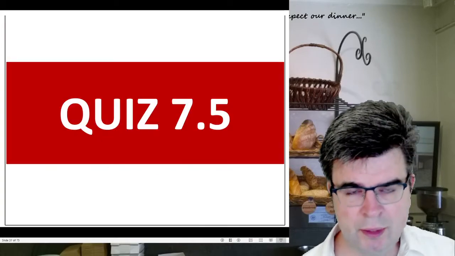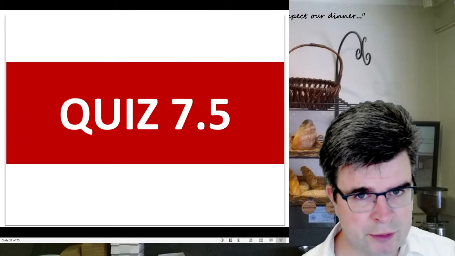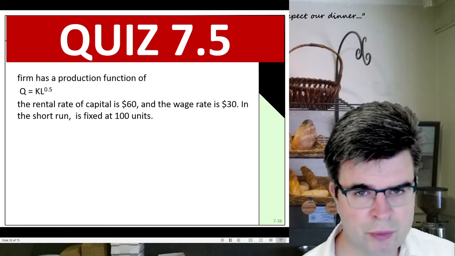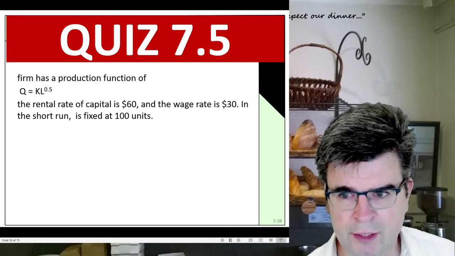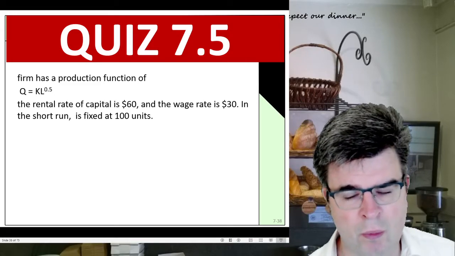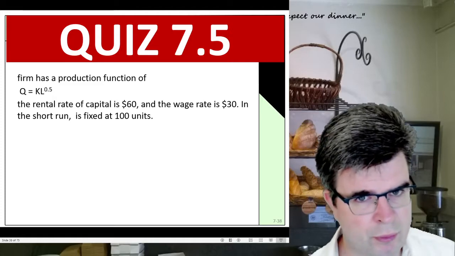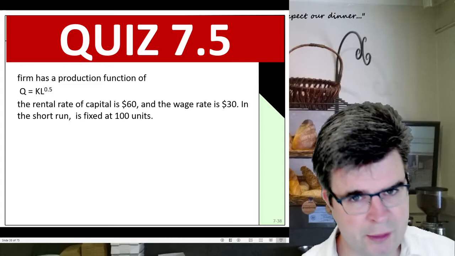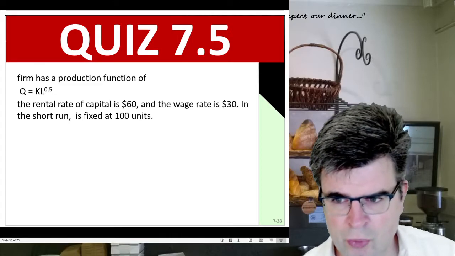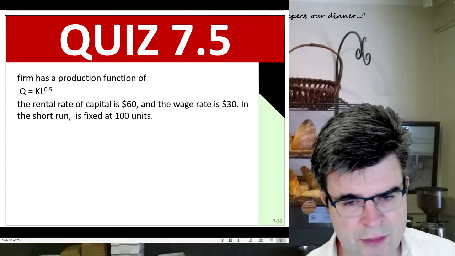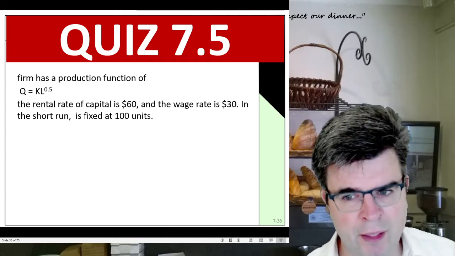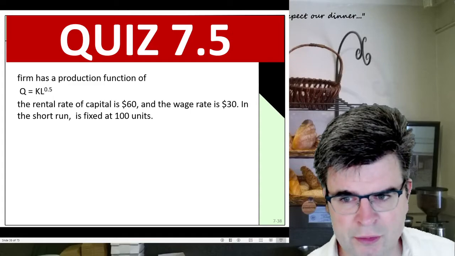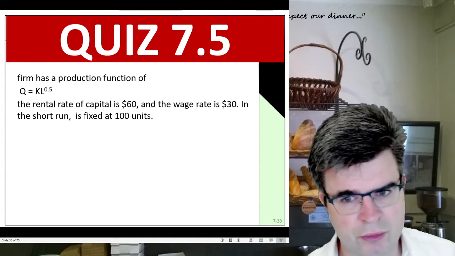Okay, and that brings us to the quiz of this section. And the quiz is, suppose that the firm has a production function Q = K L^0.5. So you plug in a certain number of units of capital and labor that you have in place, and what follows is the output Q. The cost of capital is 60, the wage rate is 30, and in the short run, the amount of capital is fixed at 100 units.